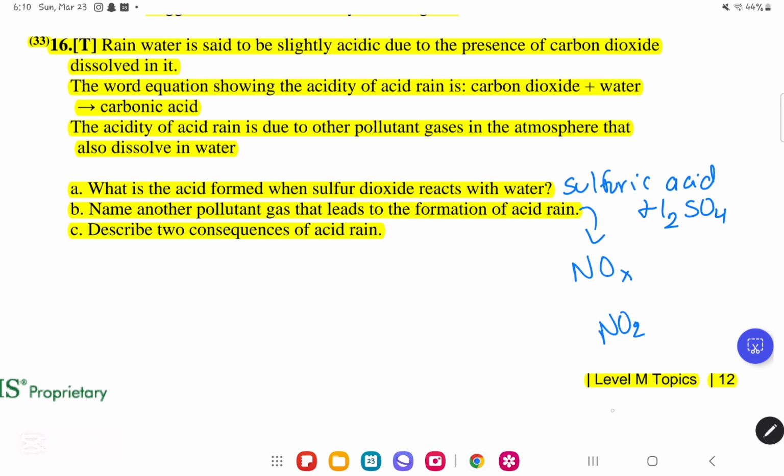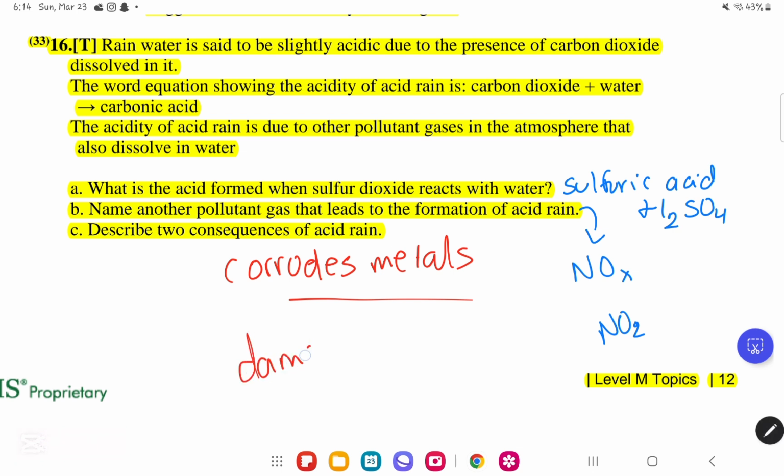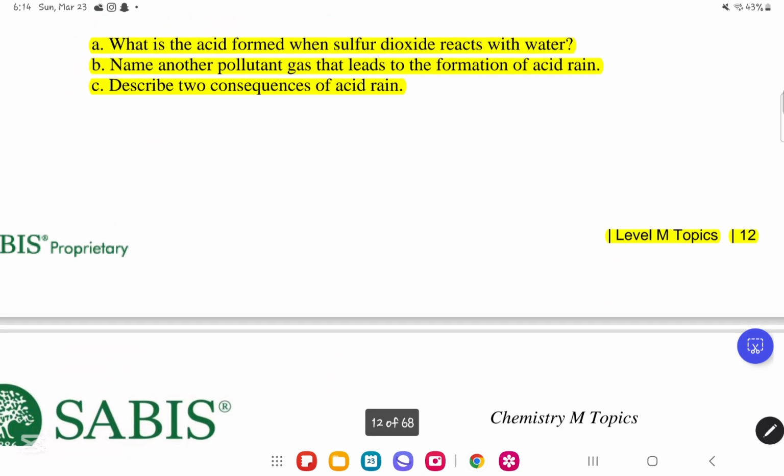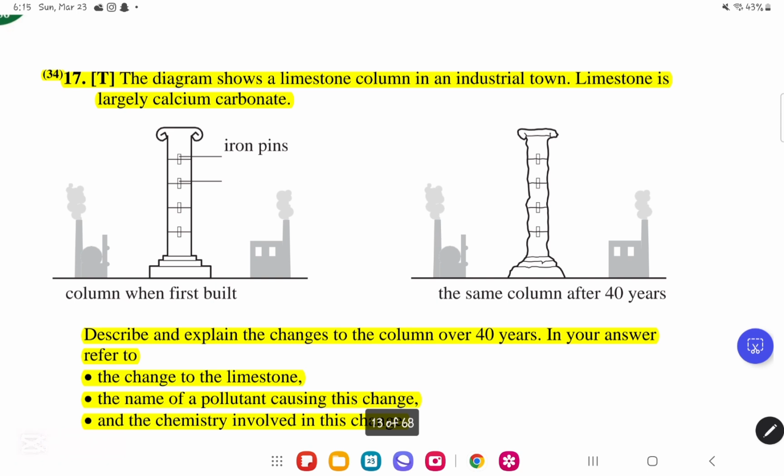Now describe 2 consequences of acid rain. Some of the consequences of acid rain are that it corrodes metals, and buildings, stone, whatever. Also, it damages plant growth. So these are 2 consequences of acid rain. Of course, you could read the rest to get more information on it. So we move on to question number 17.